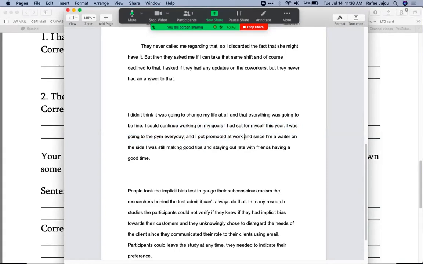This is the part where we gotta just stop and decide. End the sentence. Now remember, since is a subordinate word. It creates a dependent statement. So somewhere along the line, we're gonna need a comma. Since what? Da-da-da-da, comma. So since I'm a waiter on the side, so there's your independent statement.